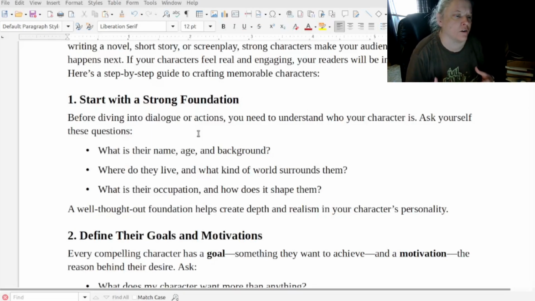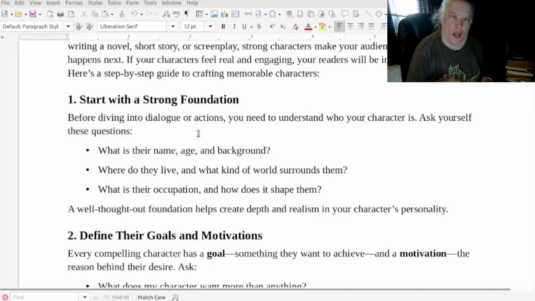So then, what is your character's occupation and how does that shape them? Remember, as humans, we often become defined by the roles that we play. And that can be your career. A lot of professionals are very defined by their jobs. Just think about any lawyers or real estate agents, or insurance agents, or doctors, or therapists. Those types of people tend to be very focused on their jobs. That's their identity.